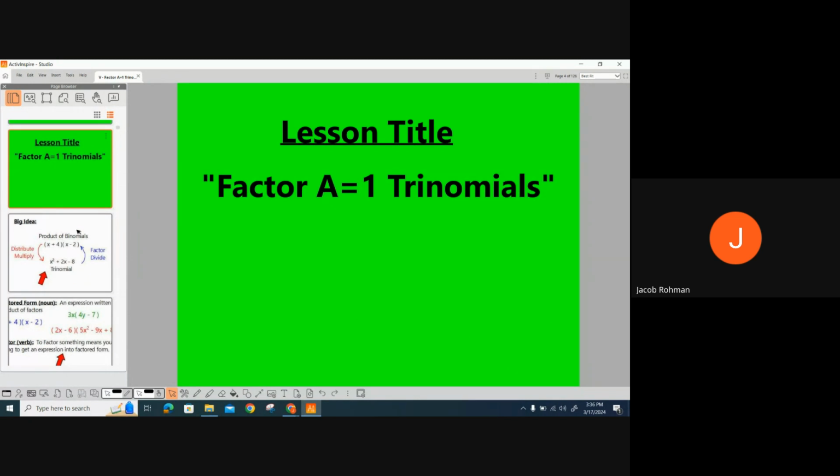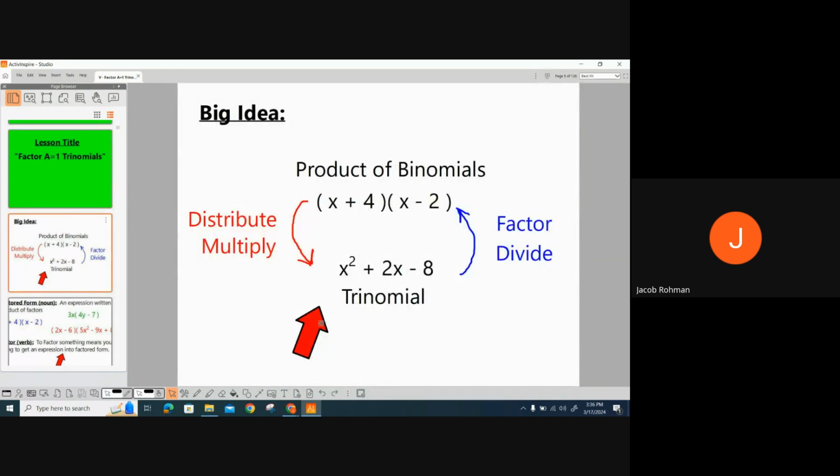And so here's kind of the big idea that we're going to be working with. Here we have a product of binomials, x plus 4 times x minus 2. When we multiply or distribute these, we get a trinomial in simplified expression of x squared plus 2x minus 8. So we've already learned that lesson, going from this to this.